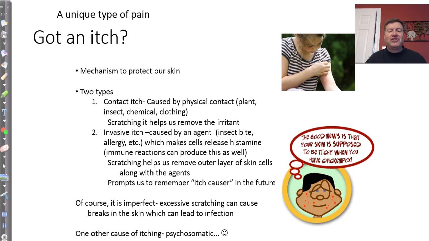An invasive itch is when you have something inside the skin, and now we're going to think about an insect bite. So if you have an invasive itch, let's say a mosquito bites you and you begin to scratch that, it's because inside of your skin you have what are called mast cells. Mast cells are immune cells that release histamine. So histamine is a way, and you get to this more in A&P 2, but histamine is an inflammatory response.